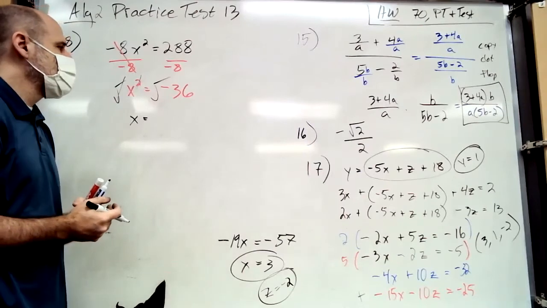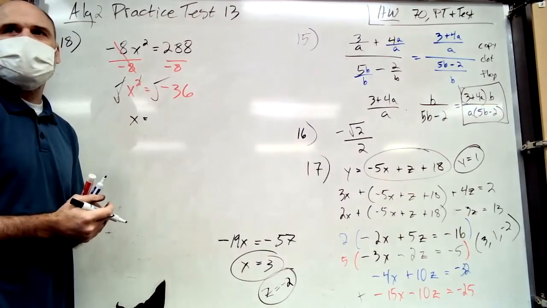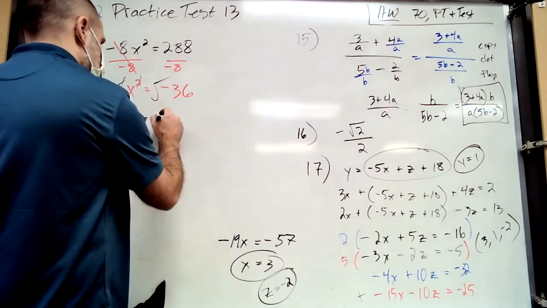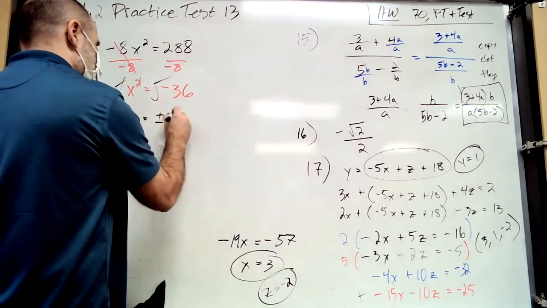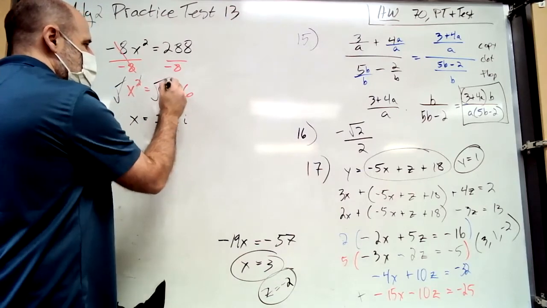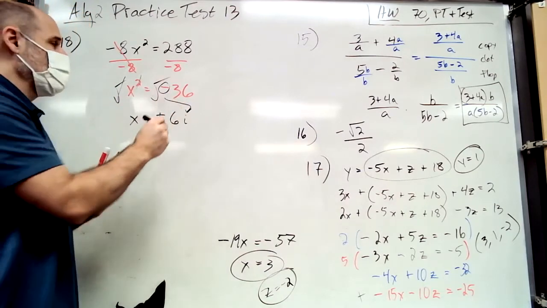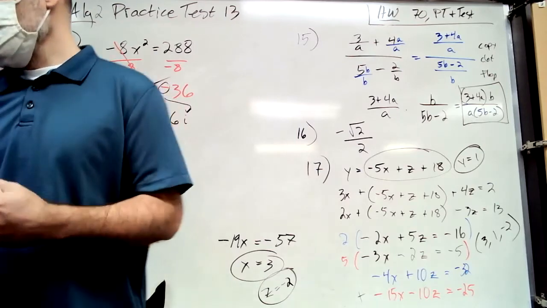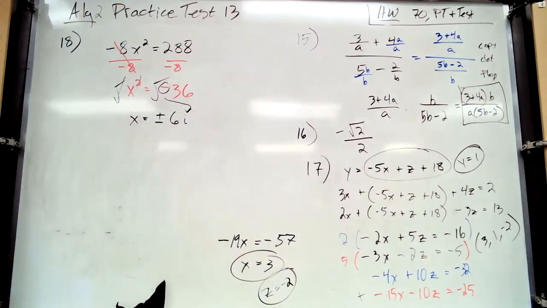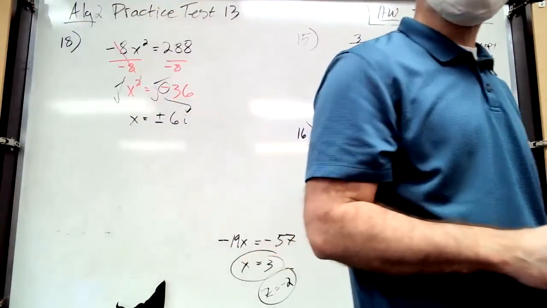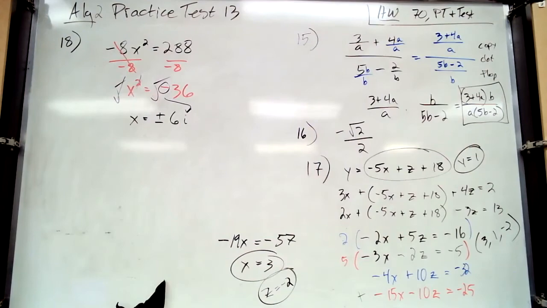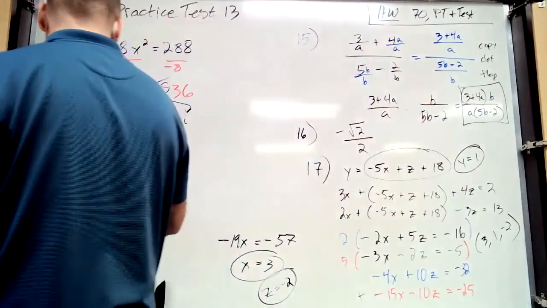6i, or -6i. So it's positive or negative 6i. So the negative sign becomes an i, and the 36 becomes a 6. When you try to take the square root of a negative, you're going to poke your eye out. When you take the square root of a square, it's whatever that is. Okay, so technically this is the answer: positive or negative 6i. Don't forget that positive or negative. When you take the square root of something, there's always two answers.